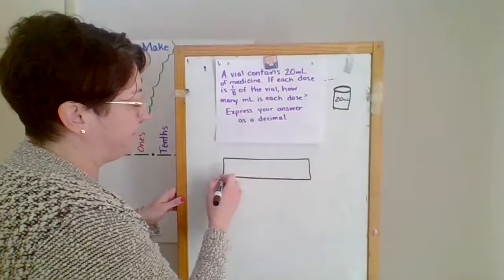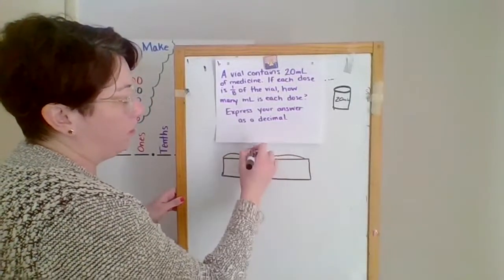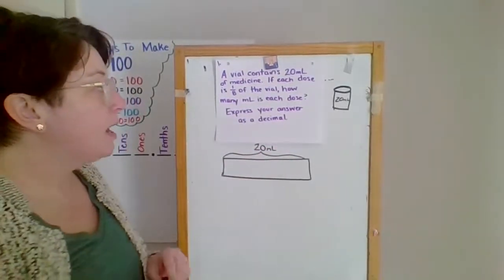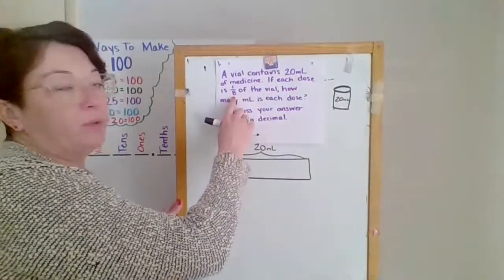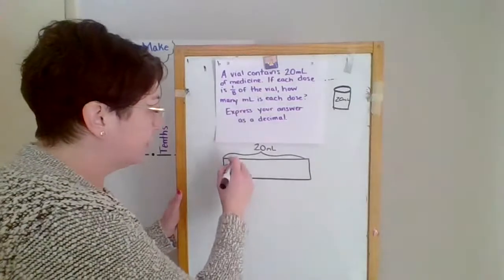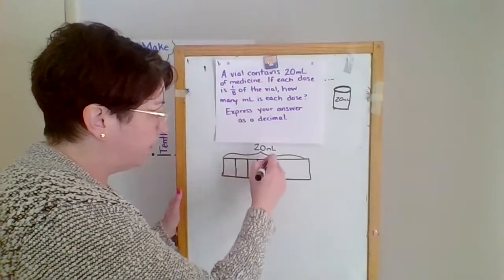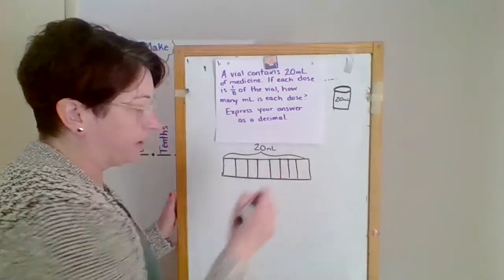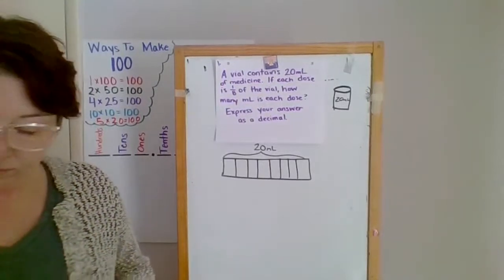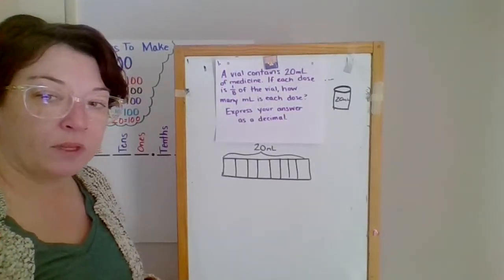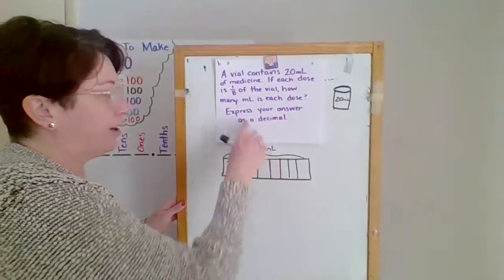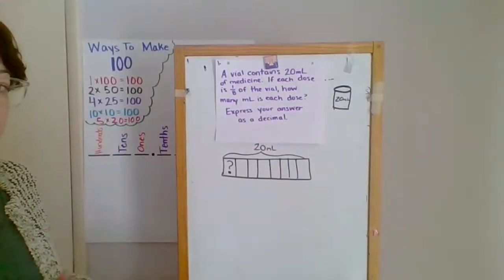This is going to represent my vial, and the whole thing I know has 20 milliliters of medicine. I also know that the vial is split up into eighths. So if I need 8 parts, I'll draw 7 lines. So 1, 2, 3, 4, 5, 6, 7. So go ahead and draw your visual. And I am looking for 1 part because I want to know what each dose is worth, how many milliliters.